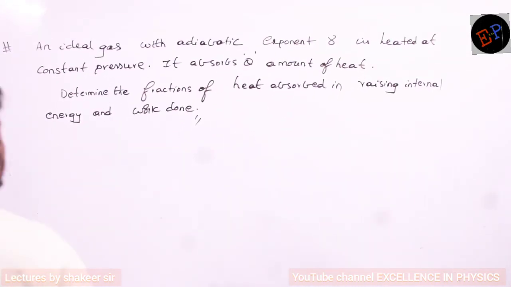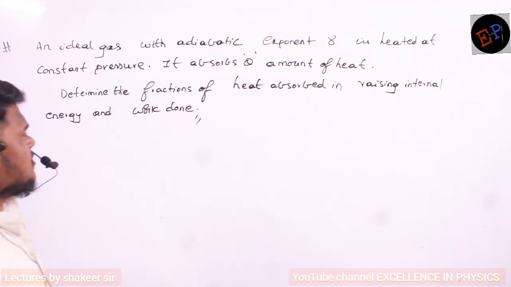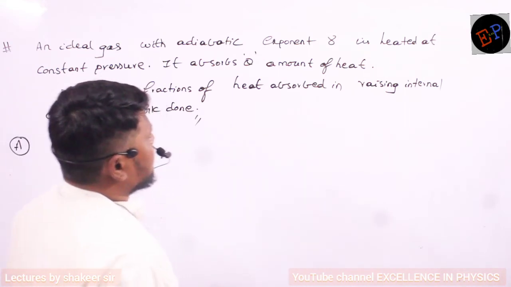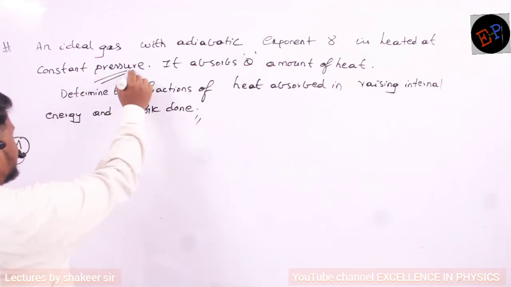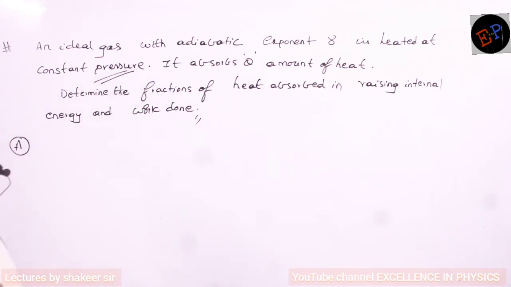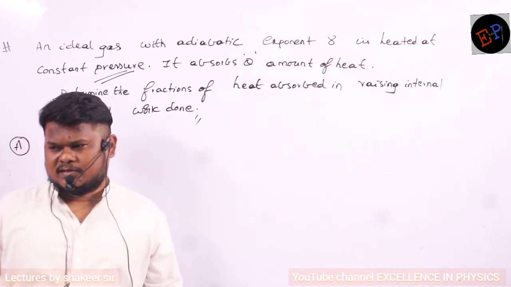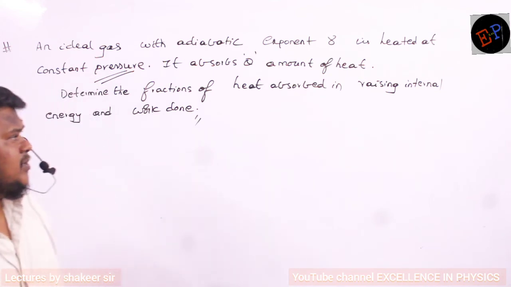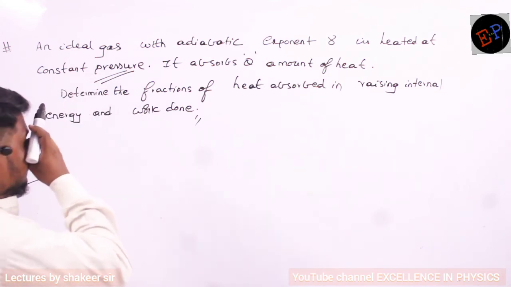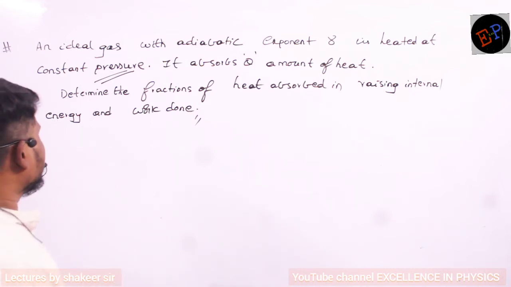So this is the next question. An ideal gas with adiabatic exponent gamma is heated at constant pressure. So this is a constant pressure process. It means internal energy also increases, and work will be done on the piston also. Both works will be done, no? So determine the fractions of heat absorbed in raising internal energy and work done.